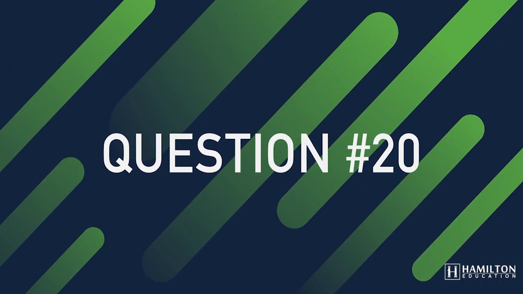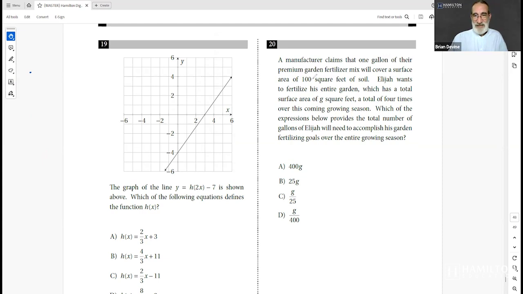Question 20. A manufacturer claims that 1 gallon of their garden fertilizer mix will cover a surface of 100 square feet. Hold on, I'm going to sneeze.